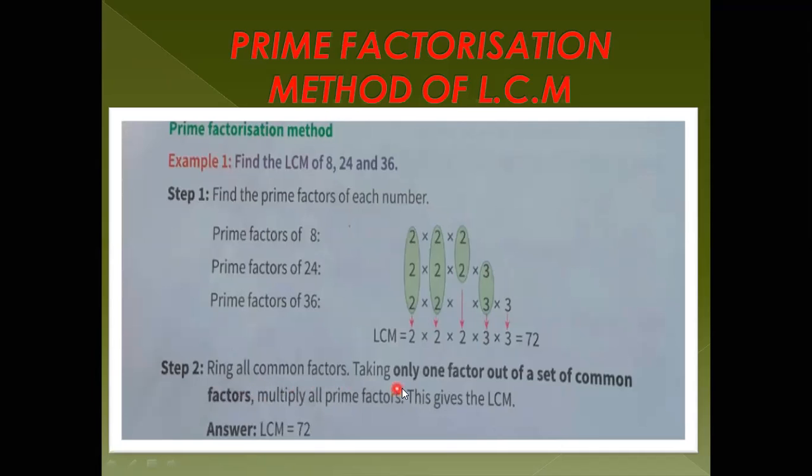Ring all common factors, taking only one factor out of a set of common factors. Multiply all factors. This gives the LCM. That means you write what is common in the numbers. Here 3 is not there in one number, so you leave a dot. Whatever is common, you multiply those numbers. So the LCM of 8, 24 and 36 is 72.